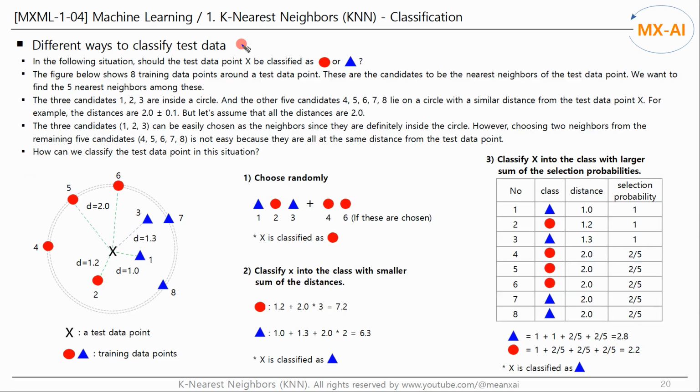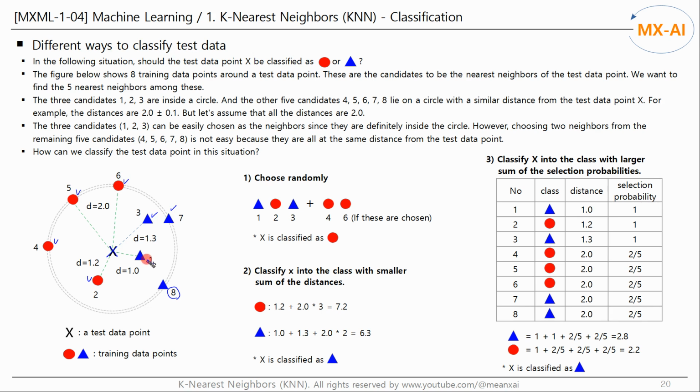Now let's look at different ways to classify test data other than majority voting. In this situation, should test data point X be classified as red or as blue? This figure shows 8 training data points around the test data point X. These are the candidates to be the nearest neighbors of the test data point. We want to find the 5 nearest neighbors among these.